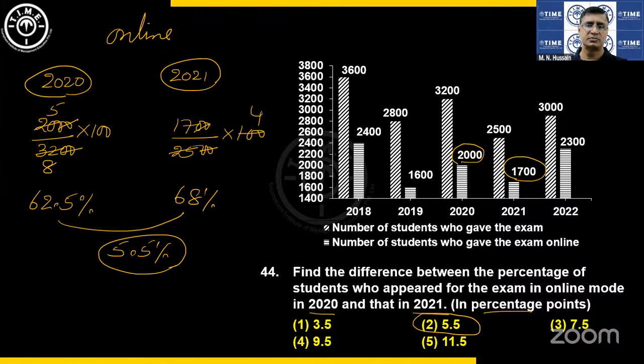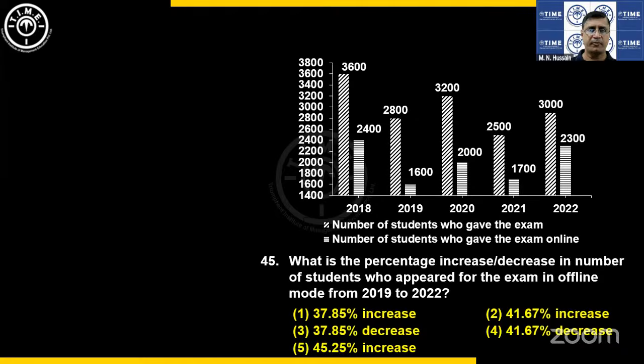Now look at the next example on your screen. What is the percentage increase or decrease in the number of students who appeared for the exam in offline mode from 2019 to 2022? So what to find here? Percentage increase or decrease in the number of students in offline mode, 2019, 2022.